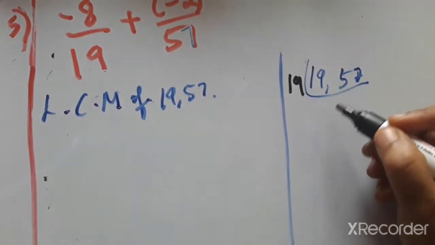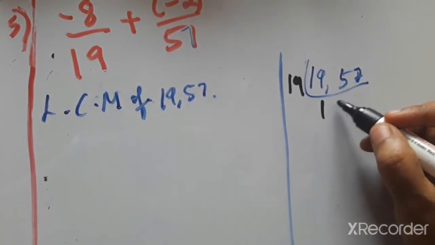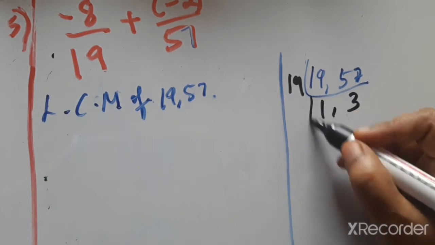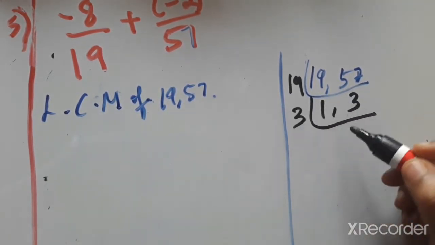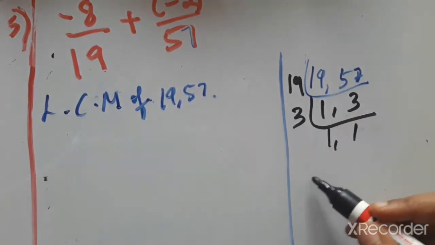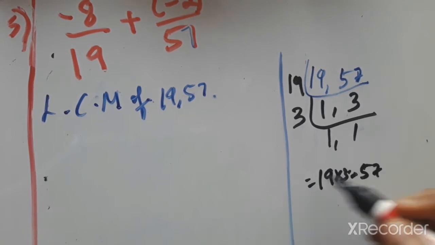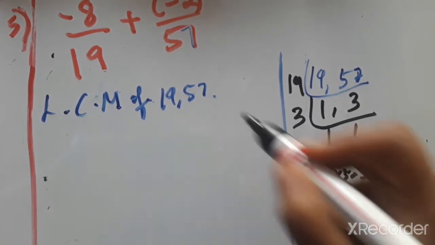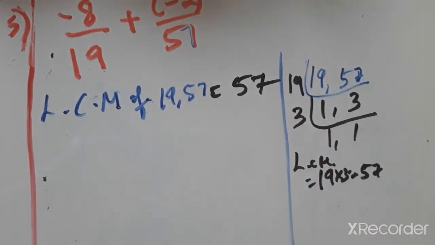19 will multiply with the 19 tables: 19 ones are 19, 19 threes are 57. And 1 and 3 will multiply, 3 will multiply with the 3 tables, so 1 as it is, 3 ones are 3. Now LCM is 19 into 3, that is 57. LCM of 19 and 57 is 57.